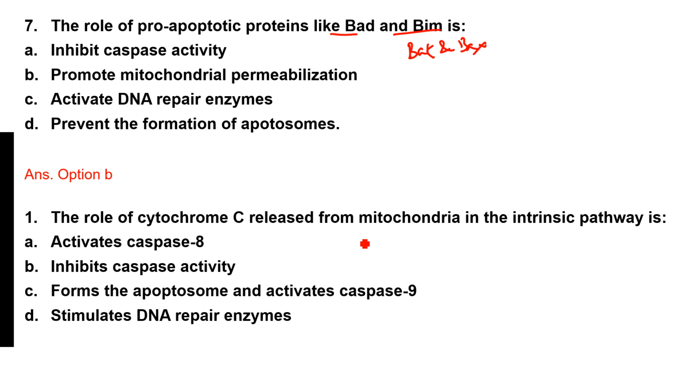Now answer this question. The role of cytochrome C release from mitochondria in the intrinsic pathway is, option A, activates caspase 8. This is wrong because caspase 8 gets activated in the extrinsic pathway. Inhibits caspase activity is wrong, since it activates caspase activity; it was activating caspase 9. The third option, forms the apoptosome and activates caspase 9, is correct. Stimulates DNA repair enzymes is incorrect, because the cell will die, so why would it try to repair the DNA? The answer is option C.